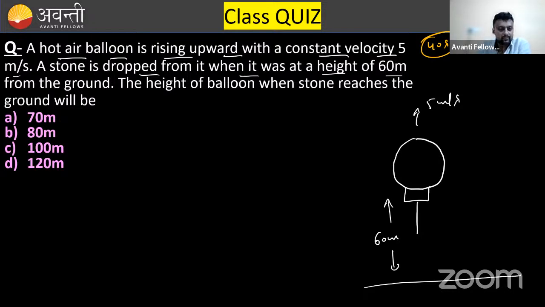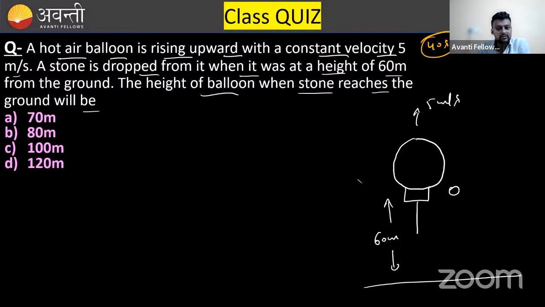And a stone was dropped. The height of the balloon when the stone reaches the ground will be... So the stone, as soon as it is dropped, what will be its initial velocity? Just answer in one sentence. What will be the initial velocity of the stone and in which direction? Very simple question. What will be its initial velocity?